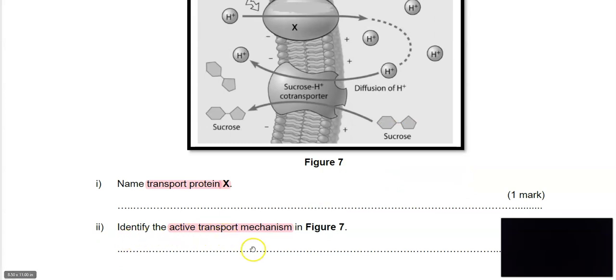Identify the active transport mechanism. It is co-transport. So why do we call it co-transport? Because this co-transporter brings in sucrose together with hydrogen ion. The significance of moving hydrogen ions from inside to the outside is to concentrate hydrogen ions outside of the cell, so it can produce a form of potential energy that the co-transporter can use to bring in sucrose from outside to inside, from low concentration of sucrose to high concentration of sucrose inside the cell.